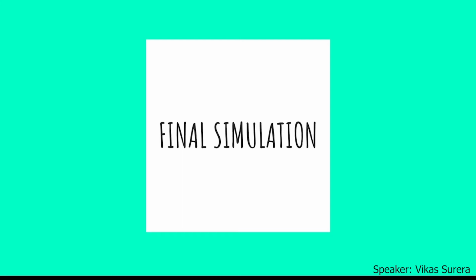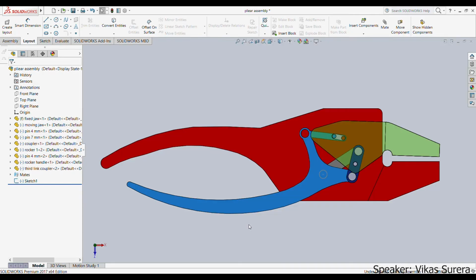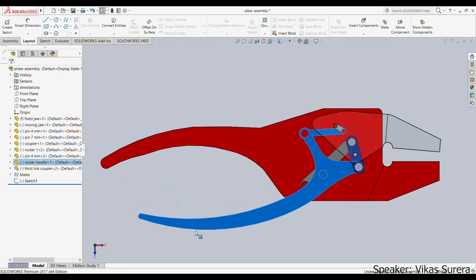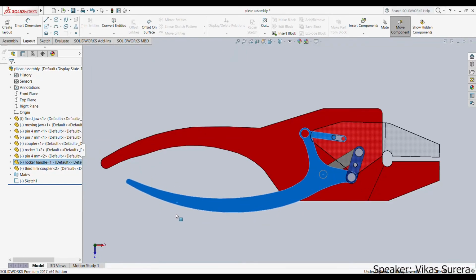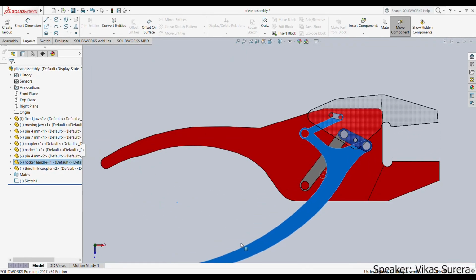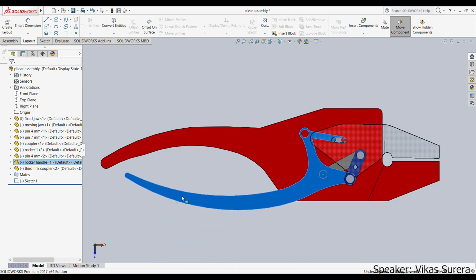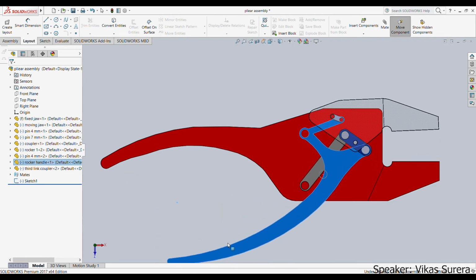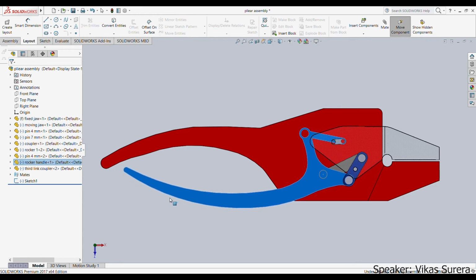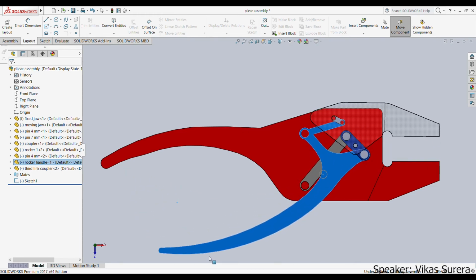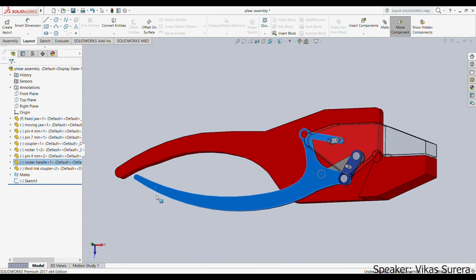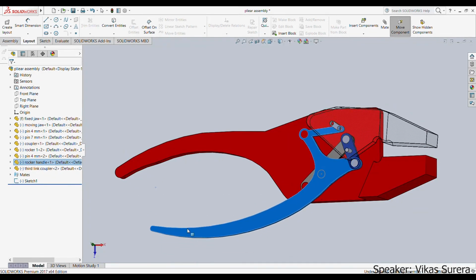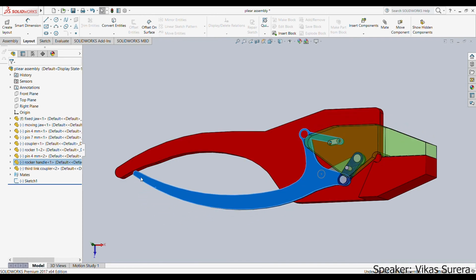Moving on to the final simulation of the plier. Here we can see that the moving jaw is not exactly moving in the vertical direction. There is some deviation from the straight line motion, as we can see in the final simulation.